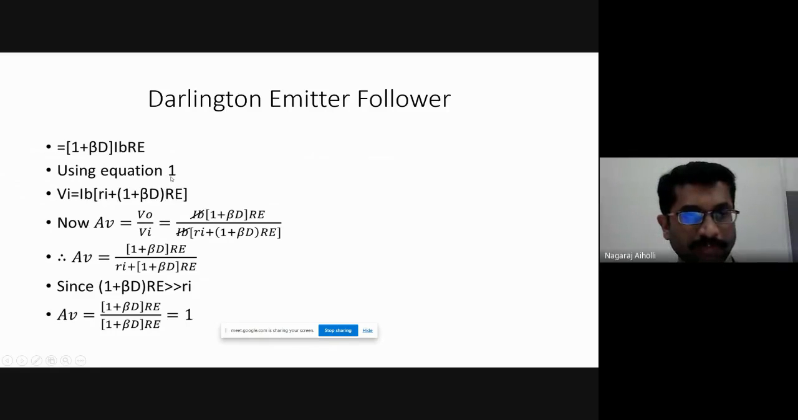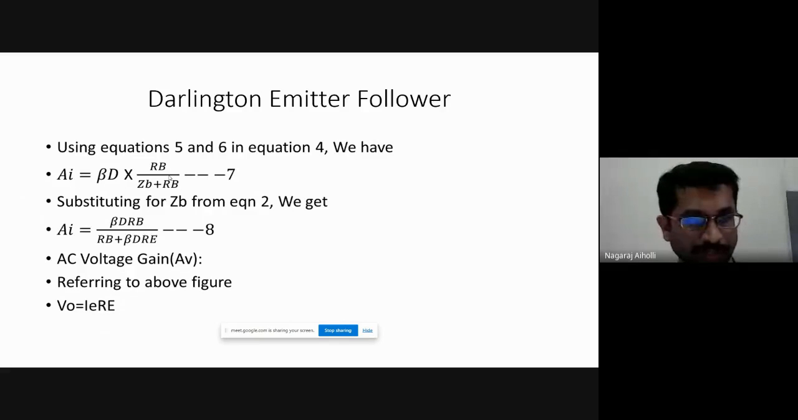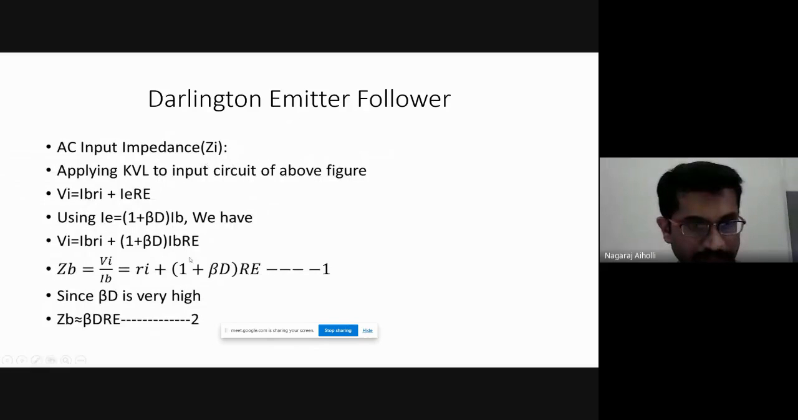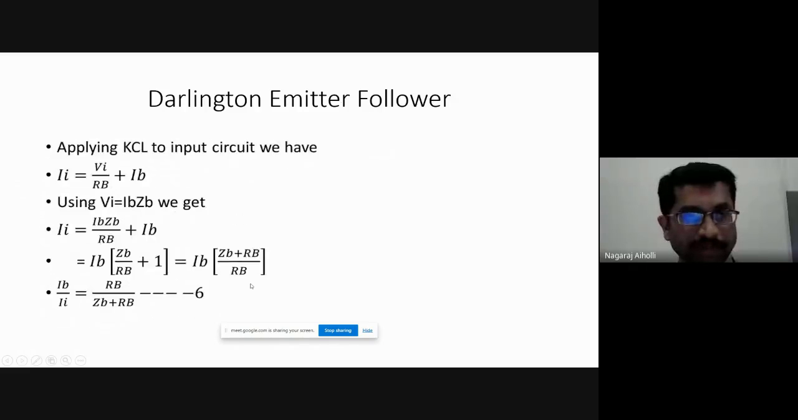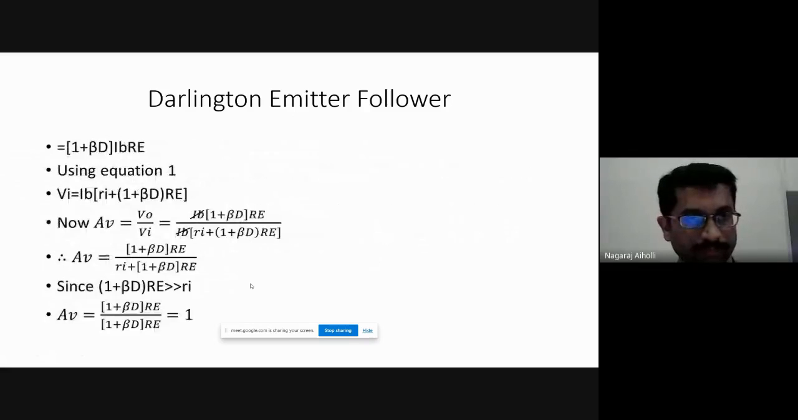Now let us use equation 1. What is equation 1? We had written it for the AC input impedance. This is our equation 1. Vi upon IB is equal to Ri plus 1 plus beta D into RE, or Vi is equal to IB multiplied by Ri plus 1 plus beta D into RE. I am writing the equation for Vi.